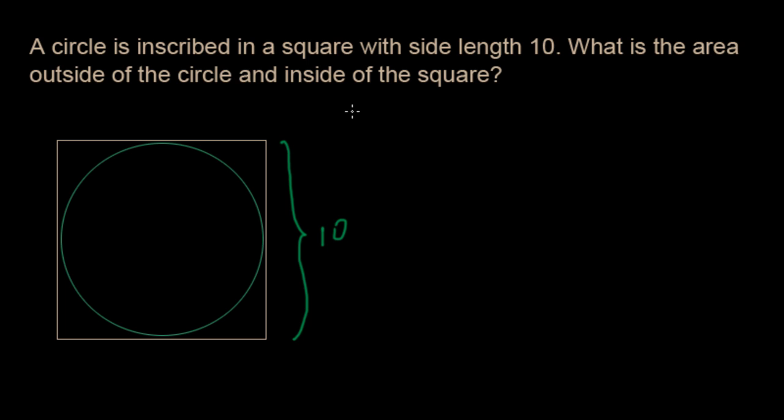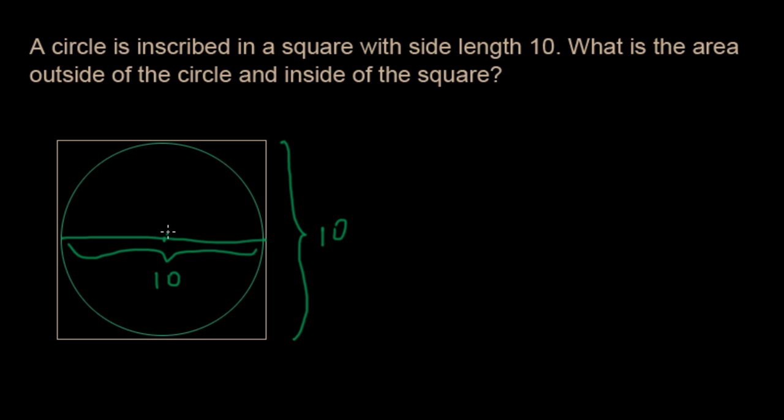So how do we calculate the area of the circle? Area of the circle equals pi times r squared. So we need to find the radius of the circle. Now because the circle is inscribed in the square, the diameter of the circle is the same as the side length of the square. This is also 10. The radius is half the diameter.